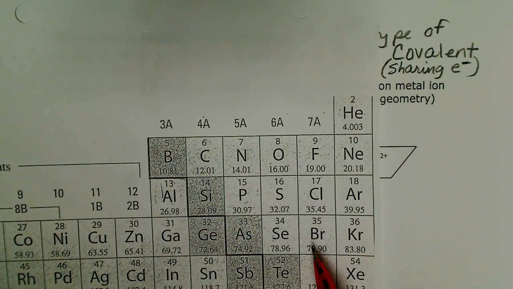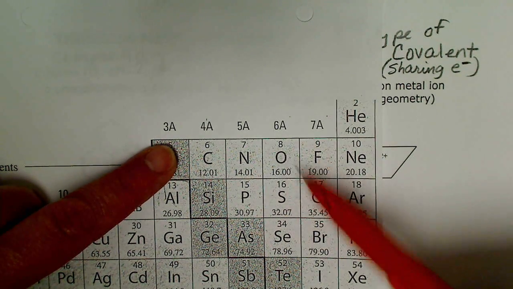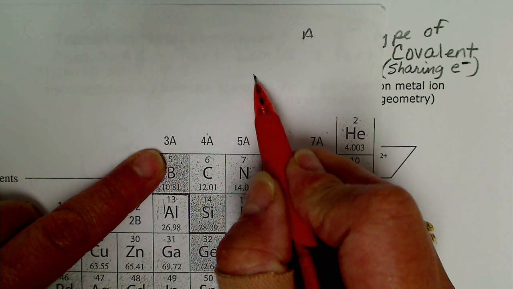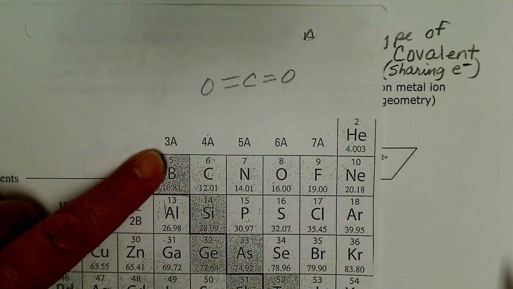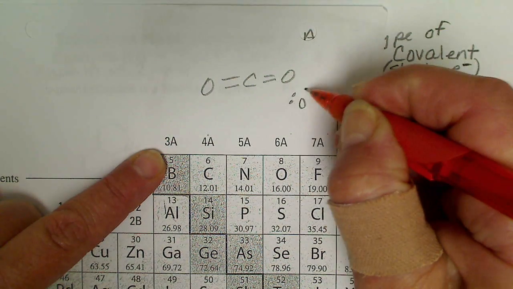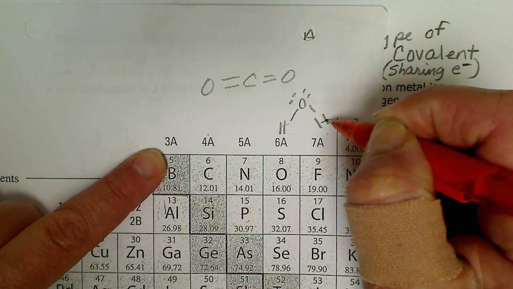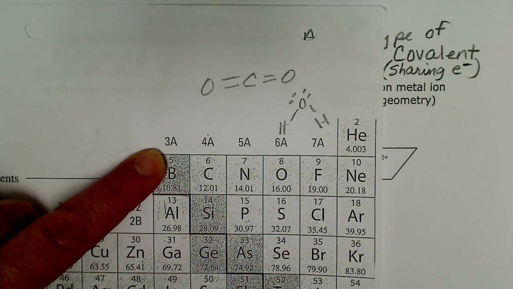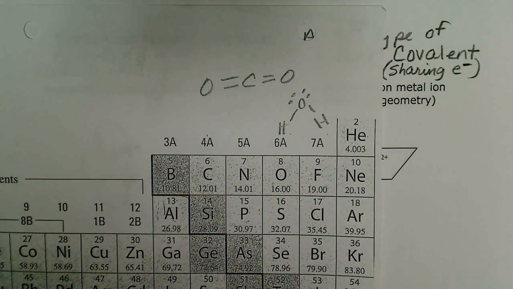So that type of compound, a covalent, is nonmetal only. And again, sharing electrons, I'll just draw carbon dioxide really quick, so that everything gets 8. Or water, remember water is bent. So covalent compounds have very specific shapes, and we have discussed very small covalent compounds.